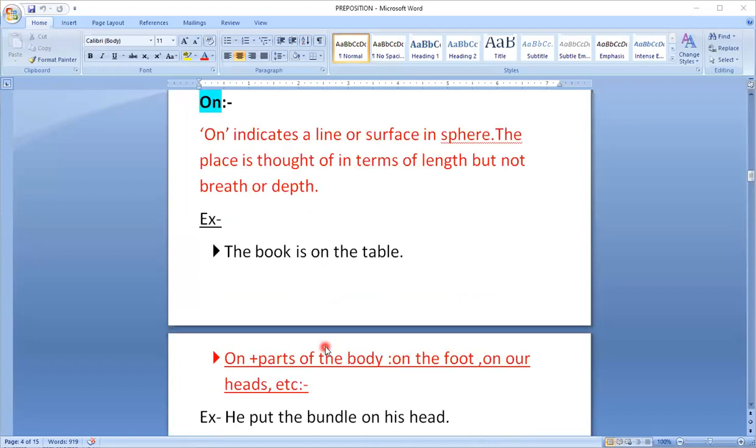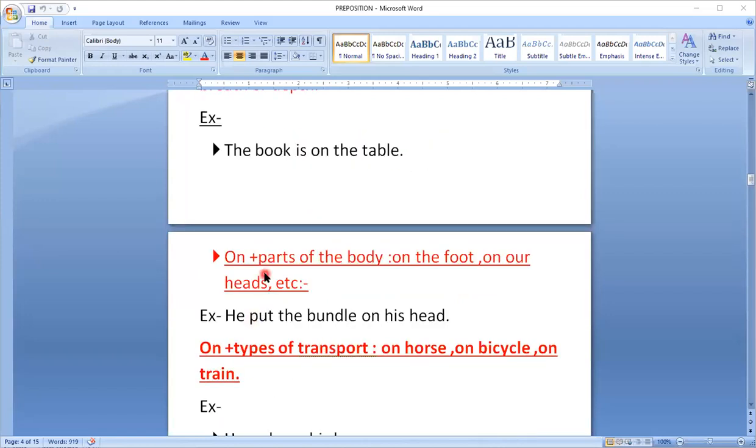So now another use of the preposition on, on plus parts of the body. Body के जो भी parts हैं उसके लिए हम on preposition use करेंगे, on the foot, on our heads. Okay, so let's understand from the example. He put the bundle on his head. So उसने अपने head के ऊपर bundle रखा. So here we use the preposition on because on is used for parts of the body, as in on the foot, on our heads. Okay, we use the preposition on.